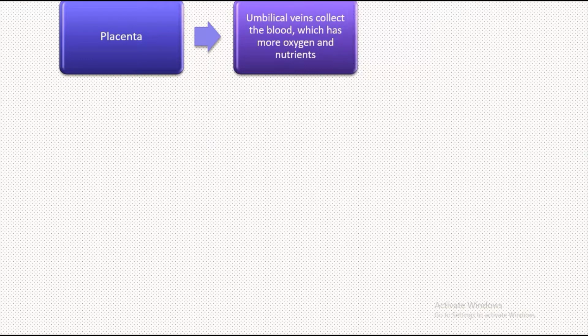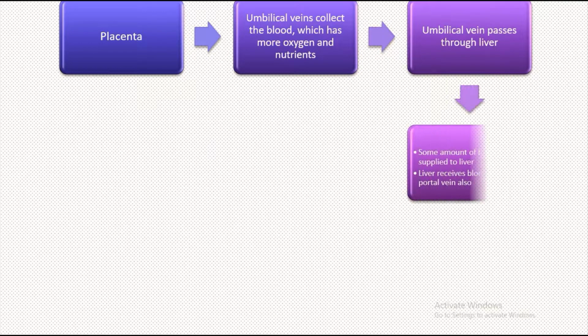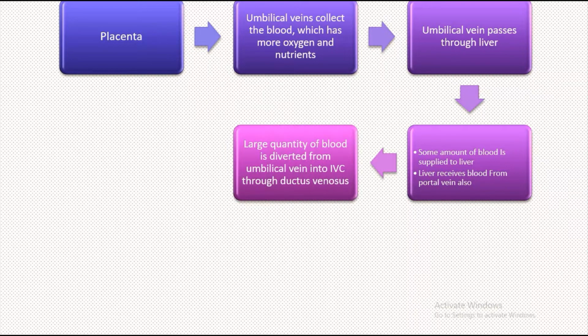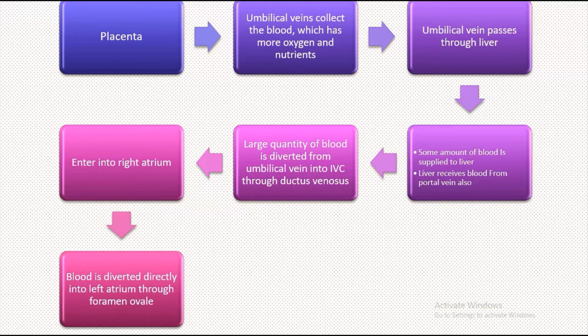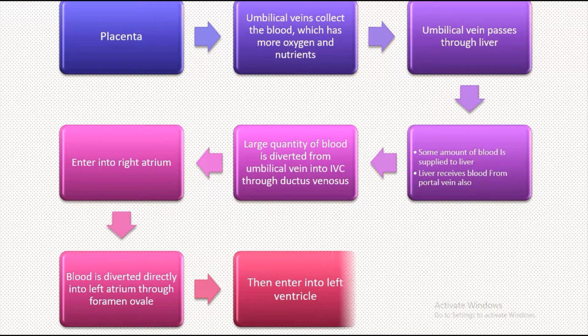From the placenta, umbilical veins collect the blood which has more oxygen and nutrients. The umbilical vein passes through the liver and some amount of blood is supplied to the liver. The liver also receives blood from the portal vein. Now, a large quantity of blood is diverted from the umbilical vein into the inferior vena cava through the ductus venosus and enters the right atrium. Here the blood is diverted directly into the left atrium through the opening of the foramen ovale and then into the left ventricle.